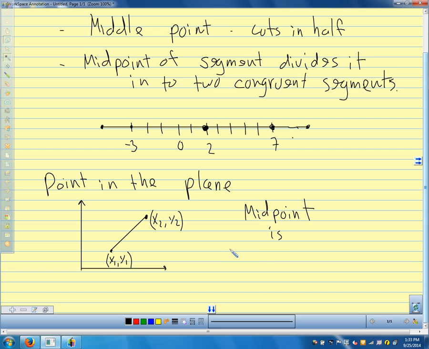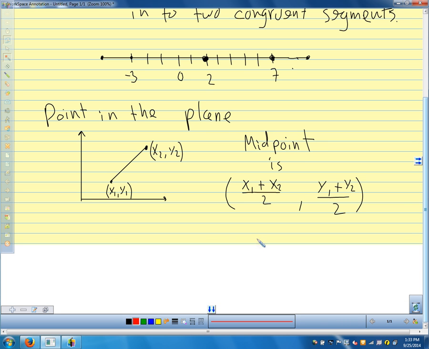So our midpoint formula is x1 plus x2 divided by 2, and y1 plus y2 divided by 2. And this gives us our new x and y for our midpoint. For a midpoint, we end up with two numbers, one for the x and one for the y. What we're doing is taking the average of the x's and the average of the y's. And that's how we find the midpoint if we're in the plane. And for midpoint, we always end up with two numbers.